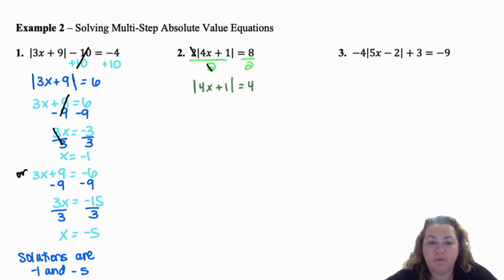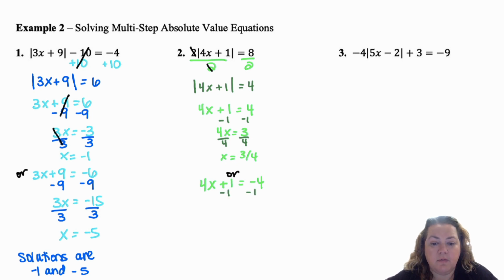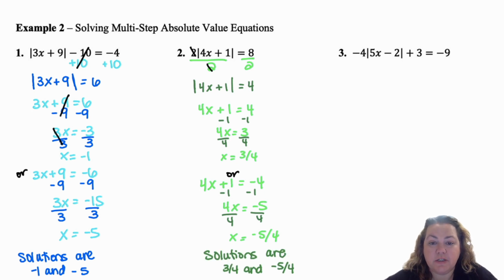All right, so I have 4x plus 1 equals 8 divided by 2, which is 4. Now I have the absolute value isolated, and I'm going to write two separate equations. So 4x plus 1 equals 4, and 4x plus 1 equals negative 4. I'm going to solve for x by moving the 1 over, dividing by 4. I get x equals 3/4. Then the same on the other one. I'm going to move the 1 over, divide by 4. I get x equals negative 5/4. And we want to check those. All right, if I check those, they do work. So my solutions are 3/4 and negative 5/4.